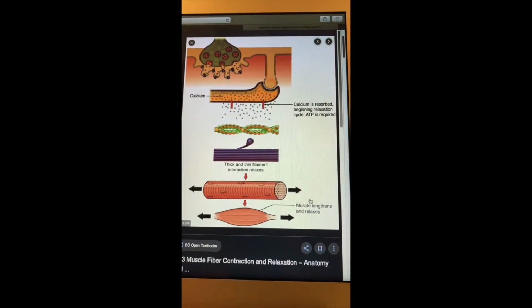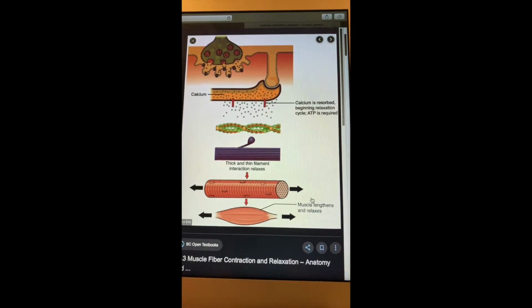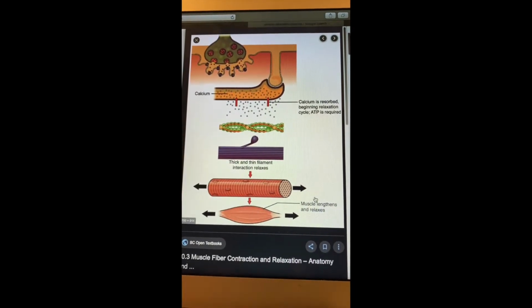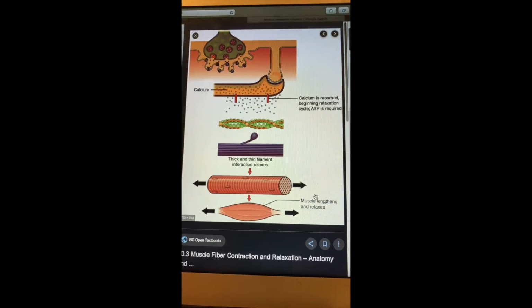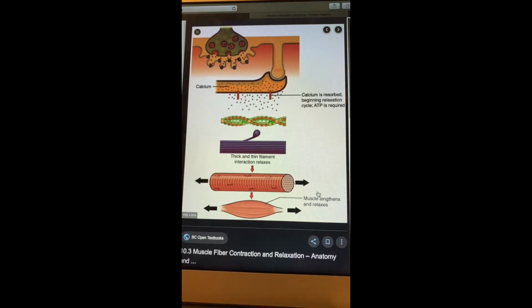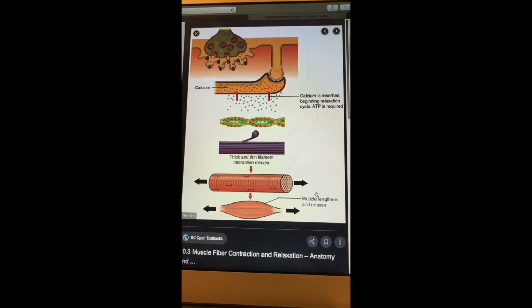The final step of muscle contraction is relaxation. This is when action potentials stop and conditions return to normal. So the myosin-actin bond releases, and the muscle re-lengthens, and repolarization in the sarcolemma occurs through closing sodium channels and potassium leaving the cell.